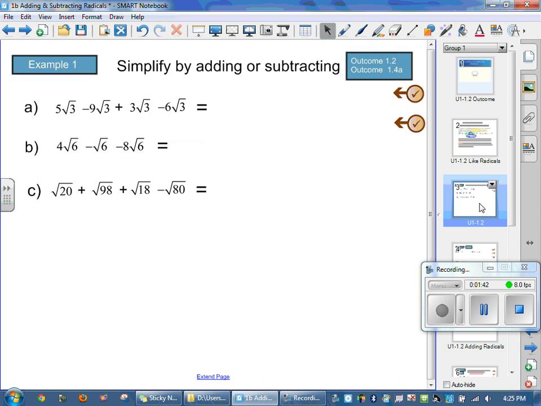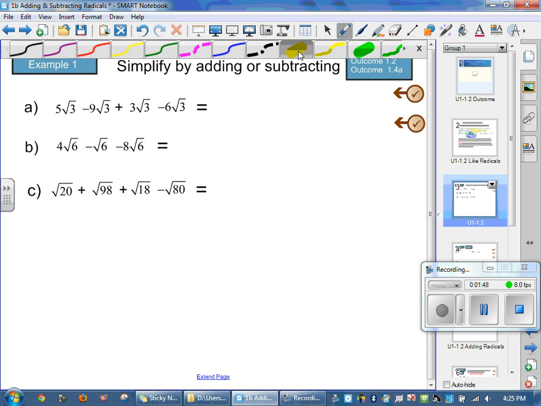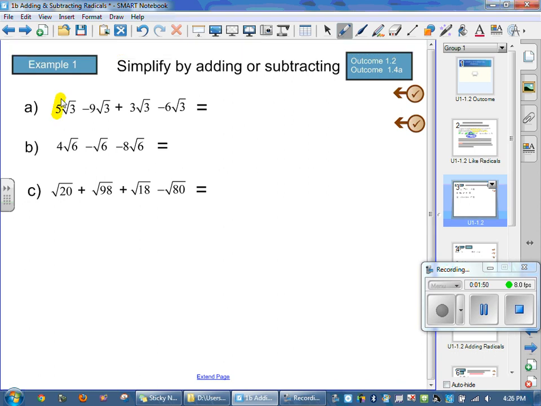The first example here has everything in root 3. So all I really have to do is take a look at the coefficients and add them. 5 subtract 9 plus 3 minus 6 gives me a negative 7 root 3. You keep the root 3, it does not change.